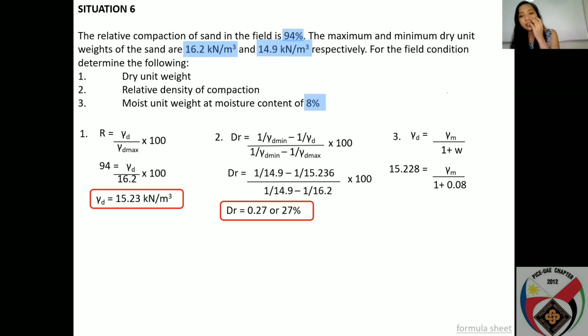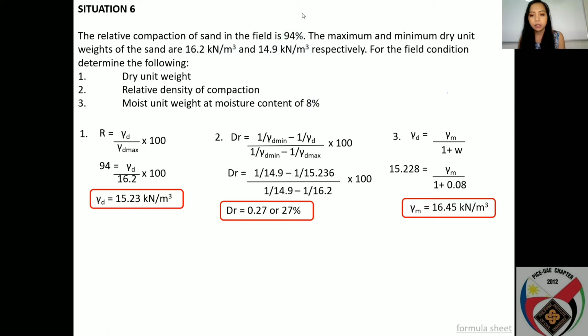But all of your answers are correct. The correct answer is, in terms of kilonewton per cubic meter, it's 16.45 kilonewton per cubic meter. Okay? I hope that is clear. I will give again a minute to copy the formula. Sorry, the solution. Let me just clear all drawings. Ayan. Okay.